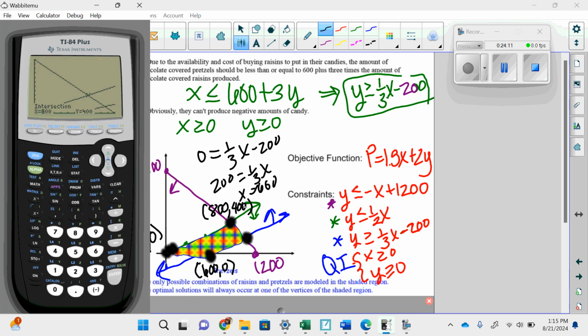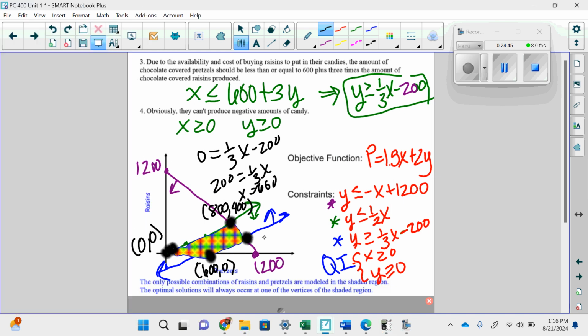And then I need to find the intersection of the purple and blue line. So y equals negative x plus 1,200 and y equals 1/3 x minus 200. So let's calculate an intersection again between that one, and that one, and there we go. And there it is at 1,050 comma 150.